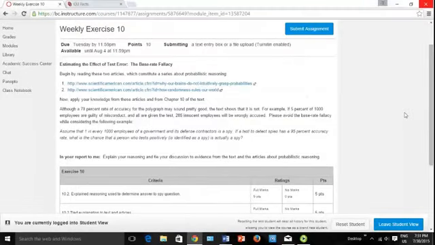Okay, so let's look at weekly exercise 10 and see what you're going to be doing. The first thing that I've done is assigned you these two articles to read. They're from Scientific American. They read really easily, and they explain some of the same things that I've been talking about in lecture and that Stanovich talks about in our book, but also they expand out a little bit and make a little bit more sense.